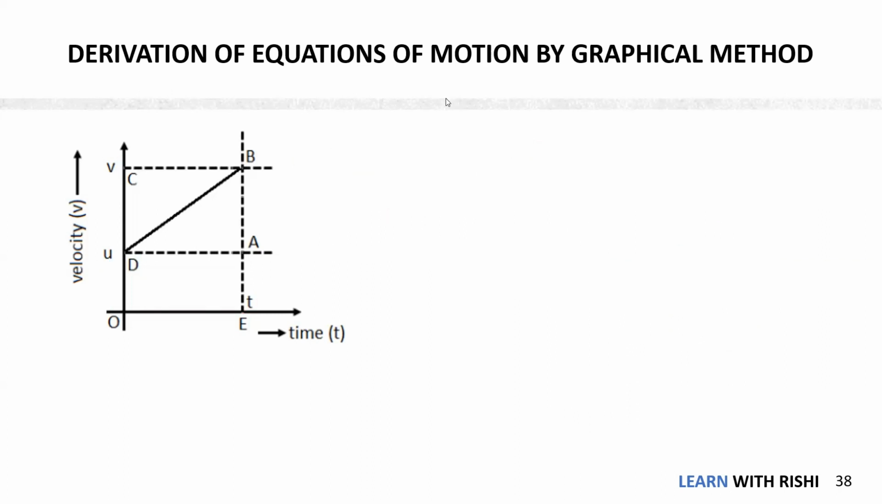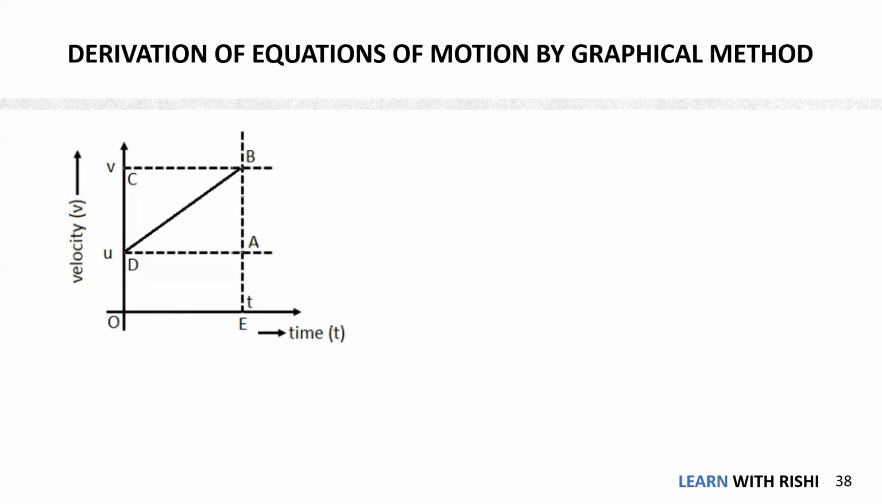Now let us derive the second equation of motion that tells us the relationship between displacement, time, acceleration, and initial velocity. For proving the second equation of motion, we'll use the same graph of velocity versus time where the object is in uniform accelerated motion. So from the graph, again, the object is starting from point D. So u is the initial velocity. And at time t, the object is at point B where the final velocity is v.